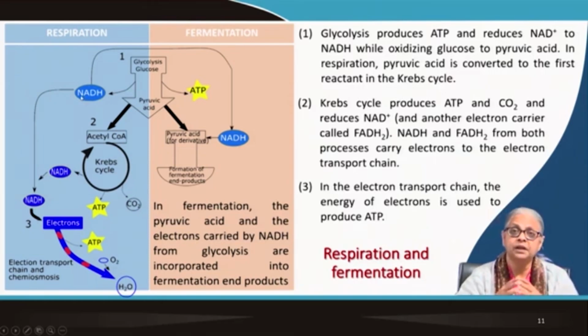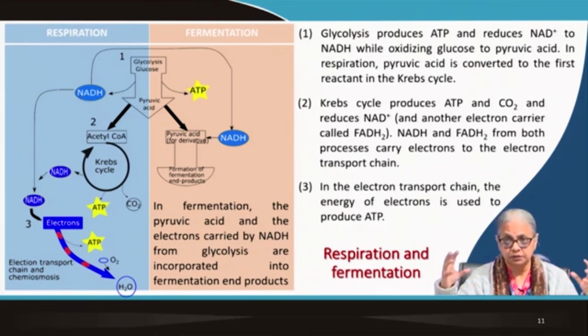Now at the point at which pyruvic acid is generated, there are two choices that the organism can make depending on the availability of electron acceptors.